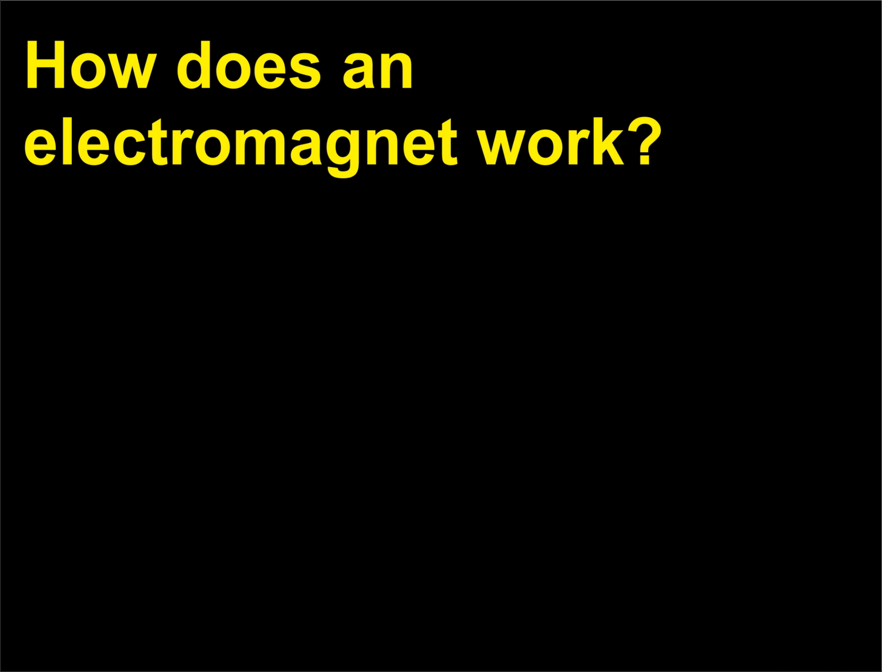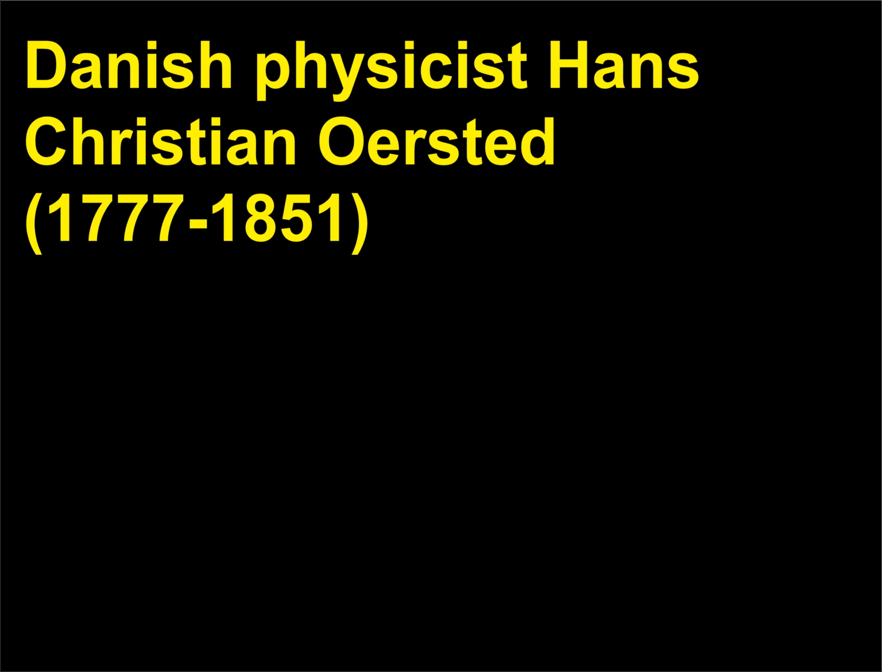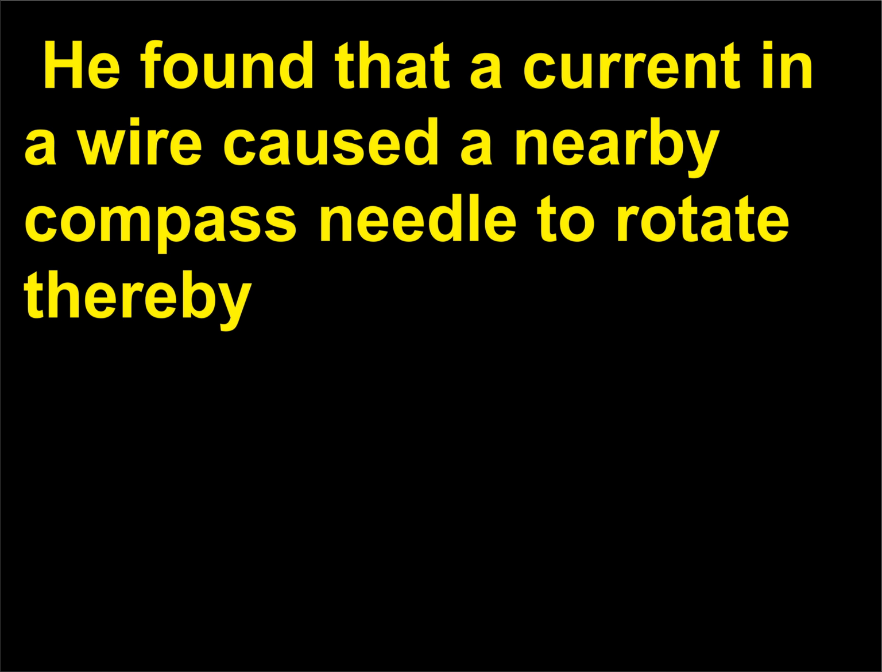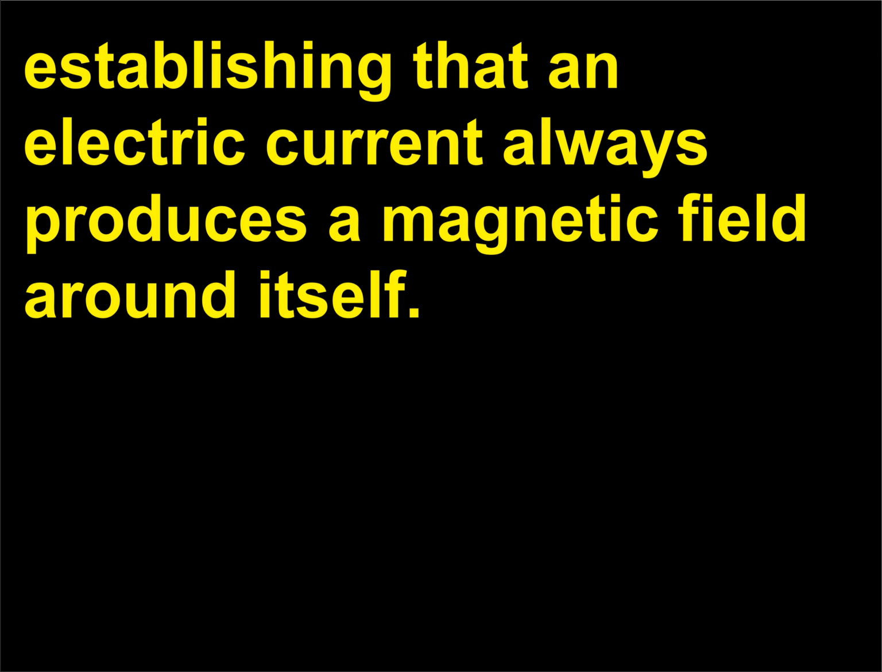How does an electromagnet work? Danish physicist Hans Christian Ørsted, 1777 to 1851, was the first to observe a connection between electricity and magnetism. He found that a current in a wire caused a nearby compass needle to rotate, thereby establishing that an electric current always produces a magnetic field around itself.